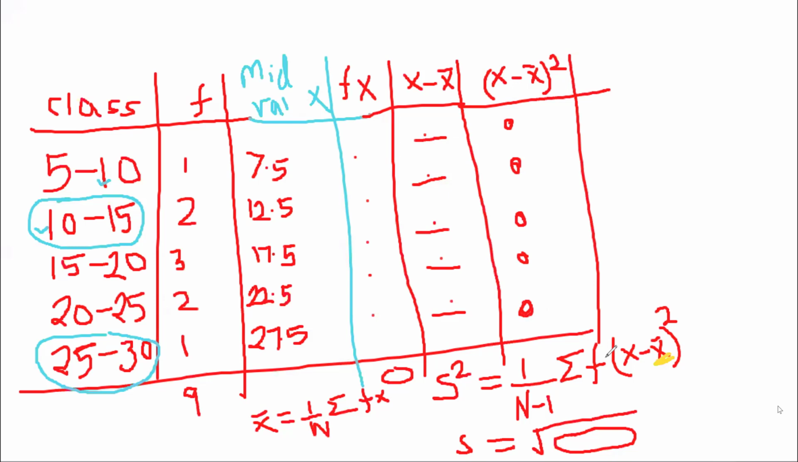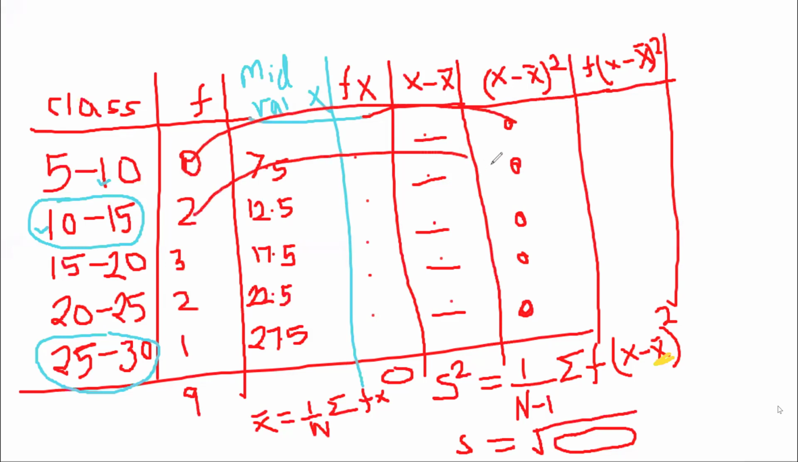Now next there is frequency times x minus x bar whole square. So now next column f times x minus x bar whole square. Now it's very easy. Look, here is frequency. So this frequency times this observation, this frequency times this observation, this frequency times this observation. Multiply all those, right here.